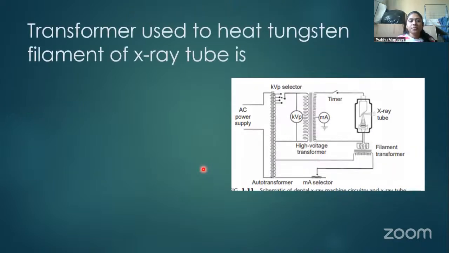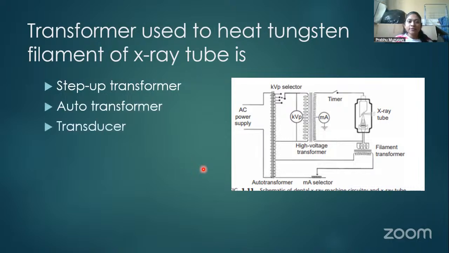Okay. So I think this was one MCQ that was asked. Transformer used to heat the tungsten filament of the X-ray tube. See, basically there are two types of transformers present in an X-ray machine. One is a step-down transformer. Second is your auto transformer. Your auto transformer is the one that denotes your kVp, that is the potential difference and all that.